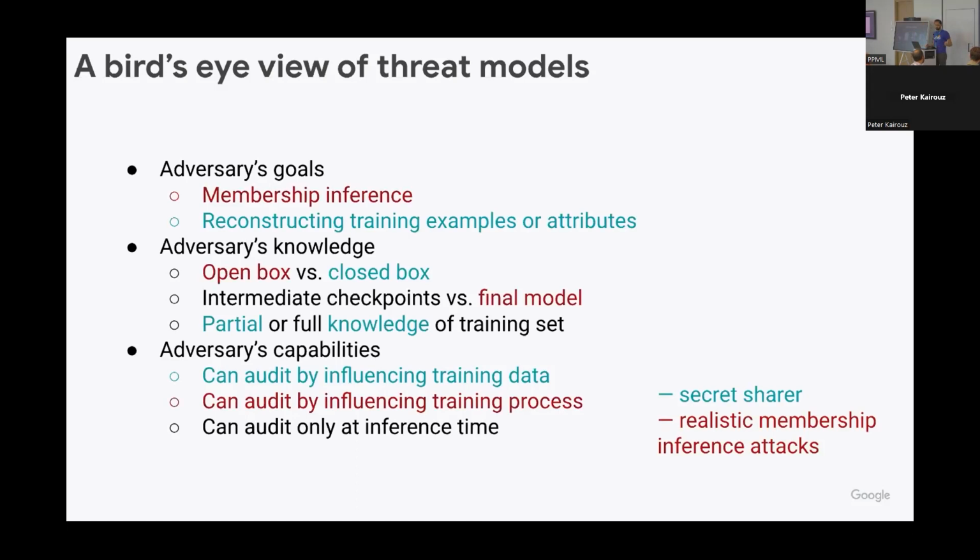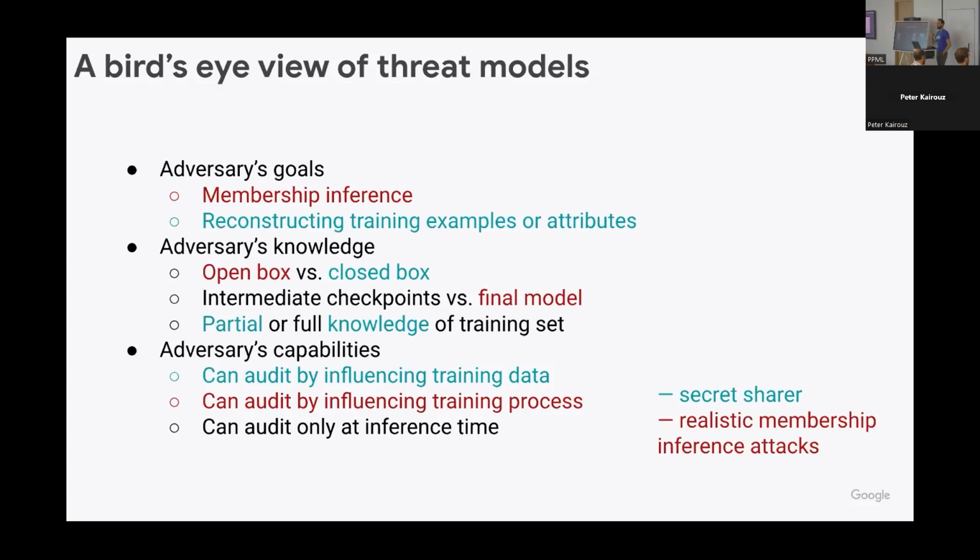For instance, you can say we are in the red category: we want to do membership inference, and it's open box, I can see all the parameters, and I can only see the final model, and I can influence the training process. That's one instance of a threat model, very grounded and very precise.